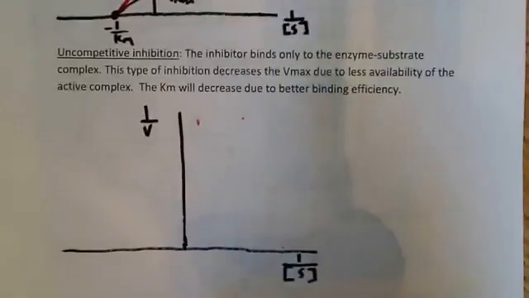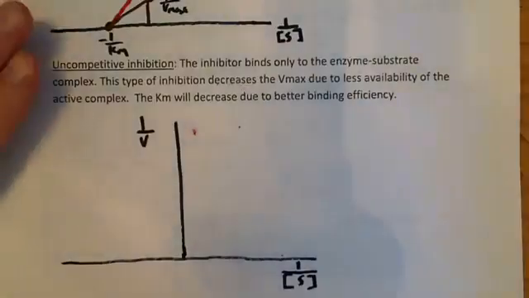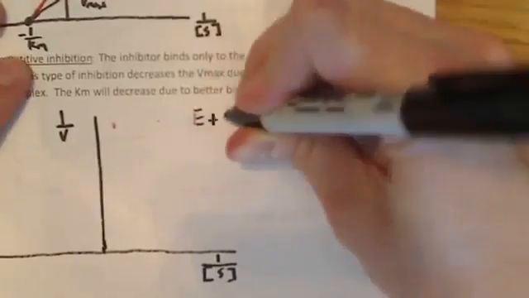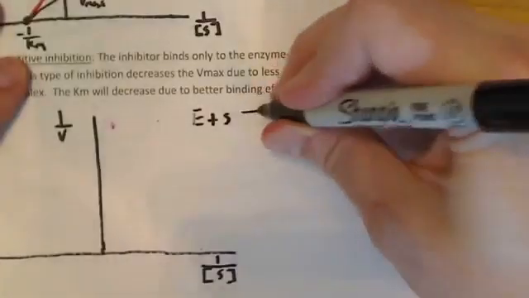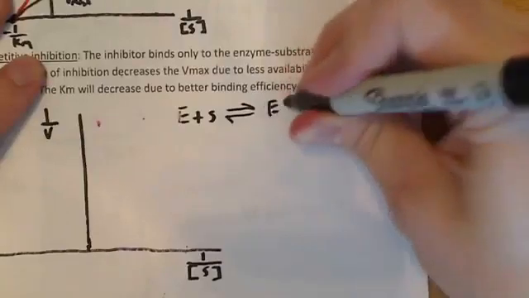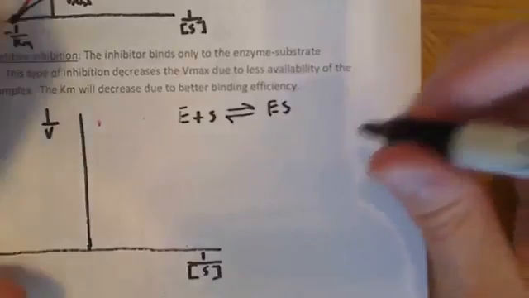Now, the last one I have here is uncompetitive inhibition. The inhibitor binds only to the enzyme-substrate complex. This is what's known as uncompetitive inhibition. So let me show you what that looks like. Again, enzyme plus substrate, that's our normal thing, right? We add some enzyme, we have some substrate. This forms what's known as an enzyme-substrate complex, correct?